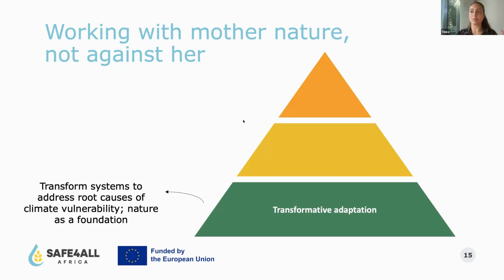So it's really about transforming the systems, and we often take nature as a foundation. So we can also say that we work with Mother Nature and not against her. And so this should be the basis of the climate resilient system we are building.